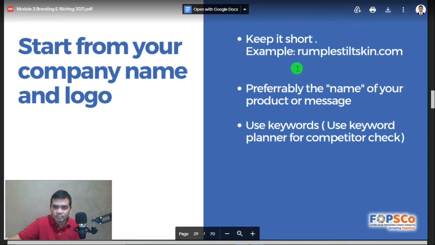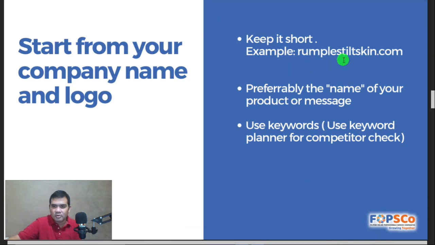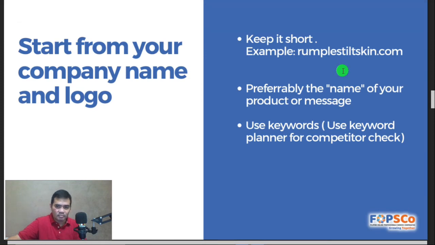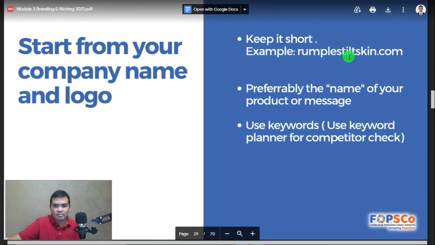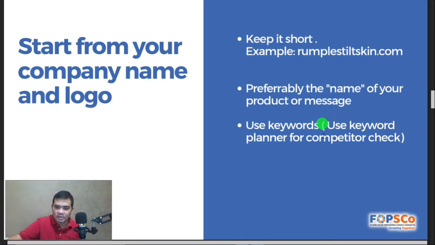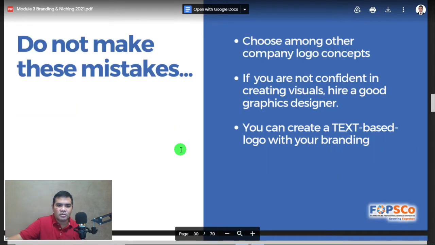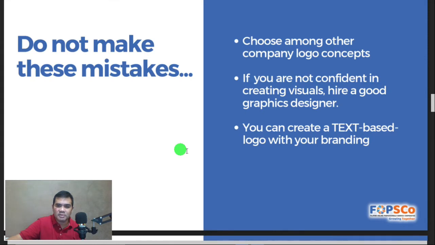Okay, take it short. Example, Rumpelstiltskin. Okay, so with this, no, with the domain, kailangan yung madaling basahin. Iwasan ang mga numbers, no, mga underscore, etc. Para when you create your domain, it will closely related to your business name or your brand name. Preferably the name of your product or message. Use keyword planner for competitor check. Okay, so yon. Okay, do not make these mistakes.